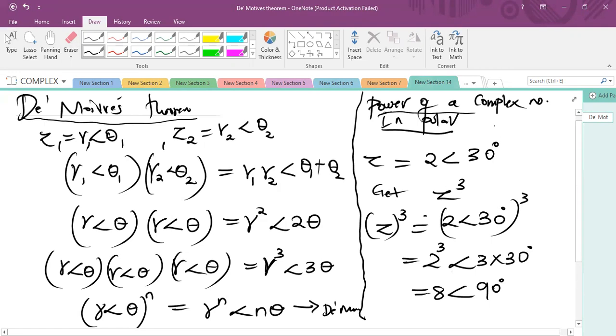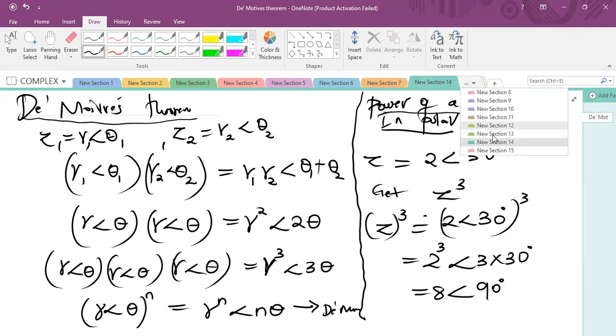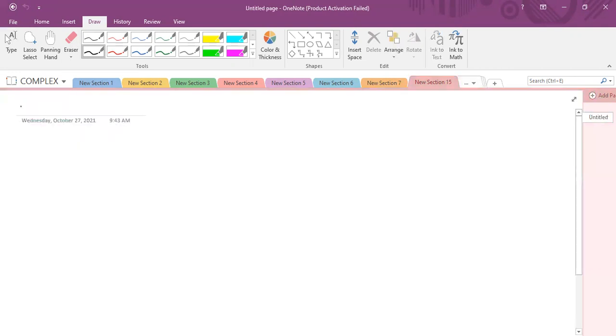Now, this same De Moivre's theorem can be used to get the roots of complex numbers. So let's say you want to get the root of a complex number.